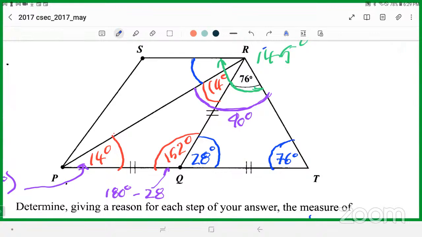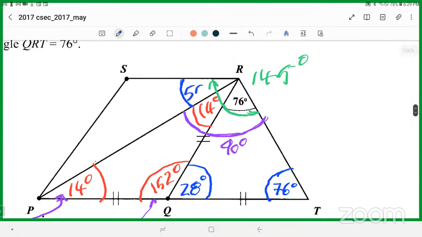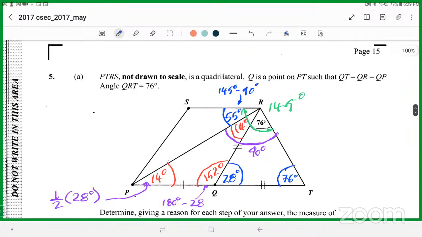145 is the whole thing, and all of here is 90. So 145 minus 90 is 55. So this angle inside here is 55 degrees. It is 145 degrees minus 90 degrees right here. I can put the work on the paper like that as well.